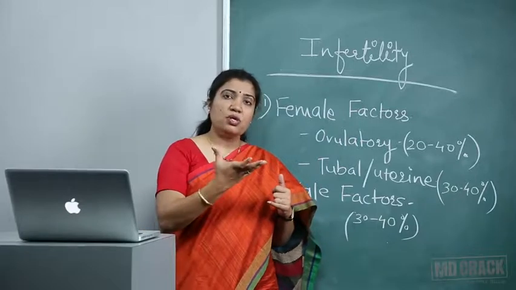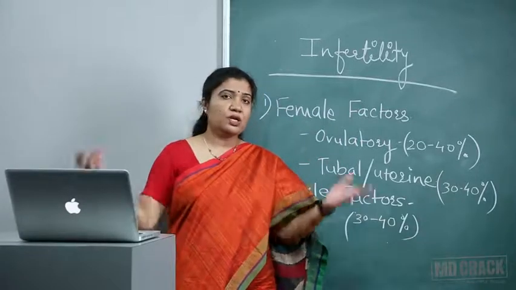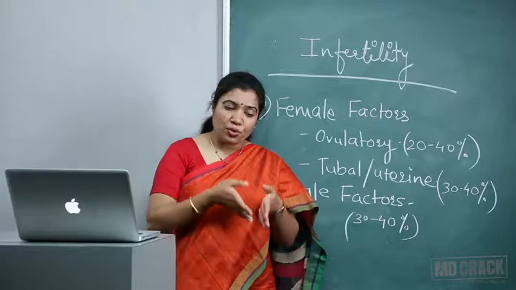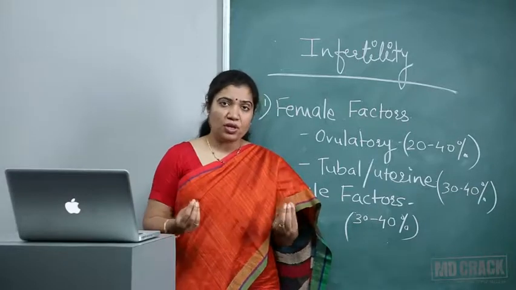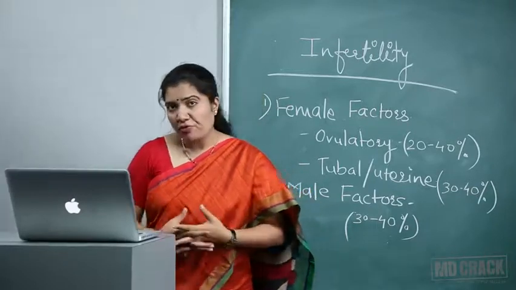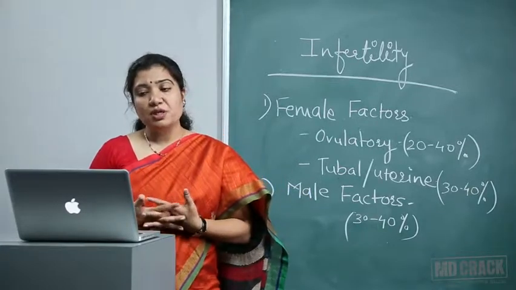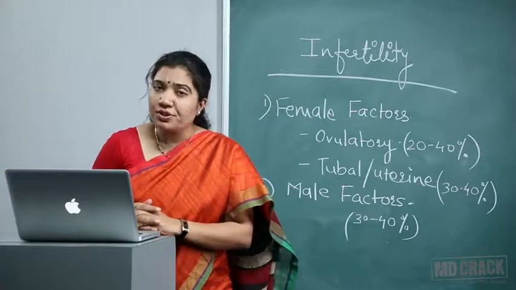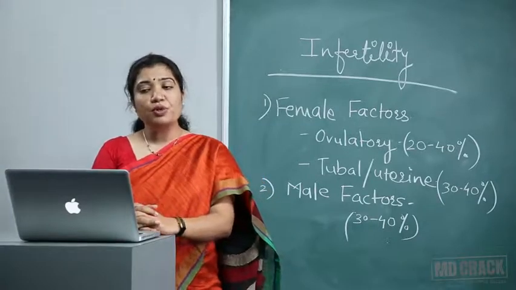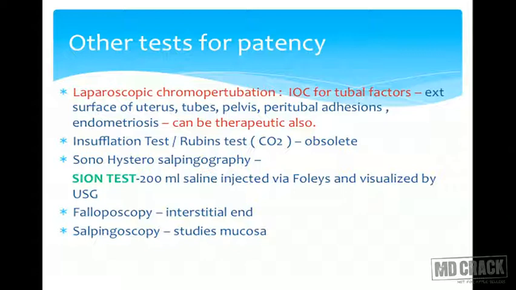Then from the cervical end, you can put in methylene blue dye, and once you inject that dye, it occupies the uterine cavity, comes out to the fallopian tubes, and when the scope is in, you can see blue color dye coming out through the fimbrial end. If it comes out on both sides, both the tubes are patent. So this is the investigation of choice or gold standard for tubal patency test, called laparoscopic chromoperturbation.